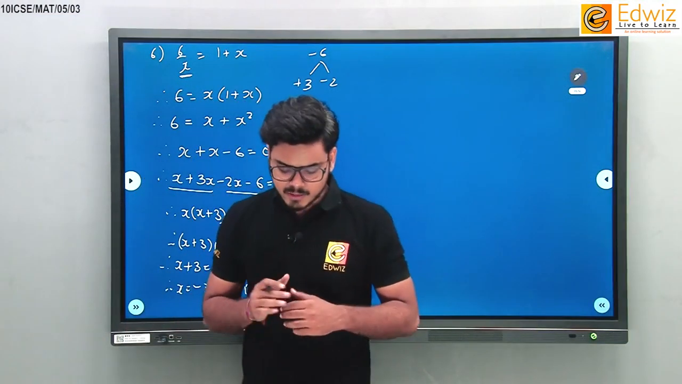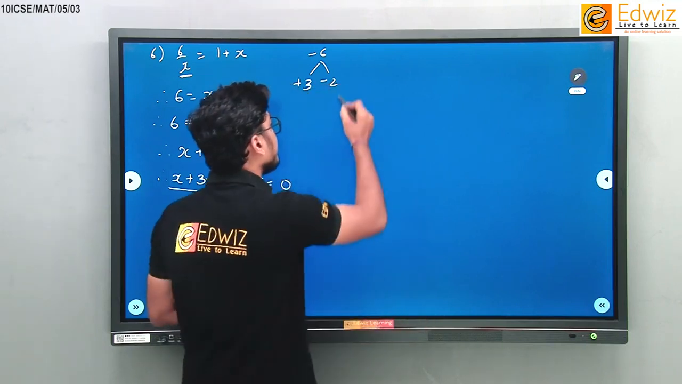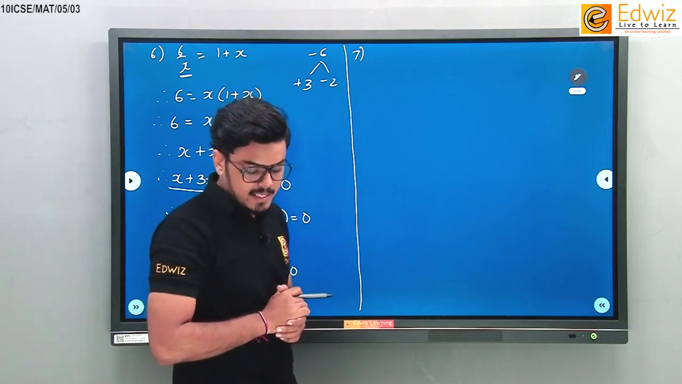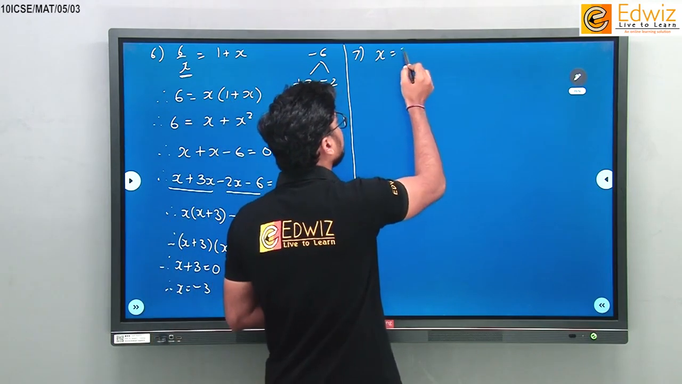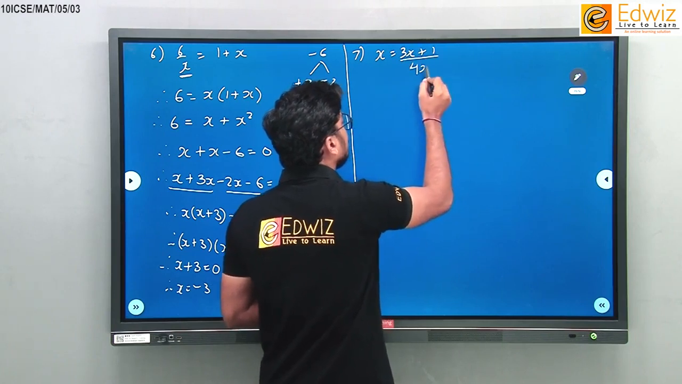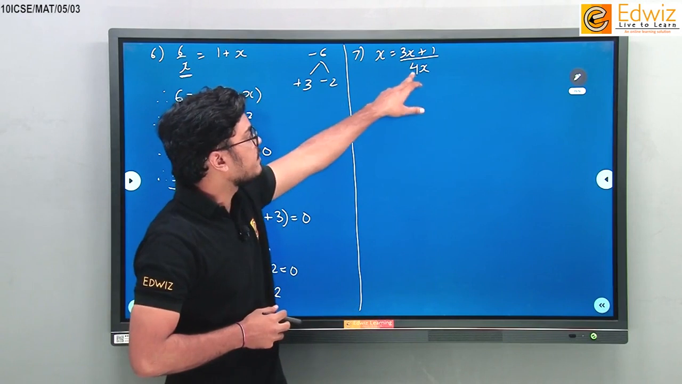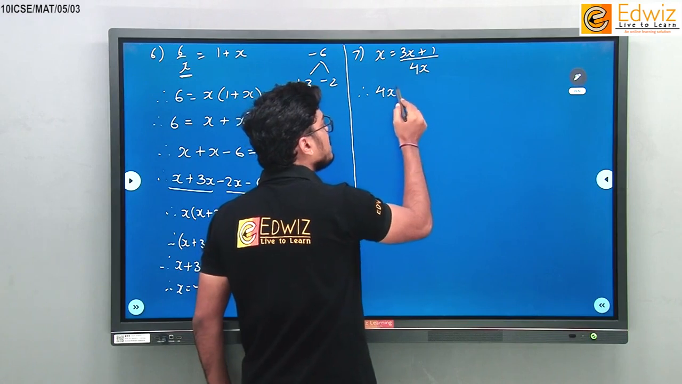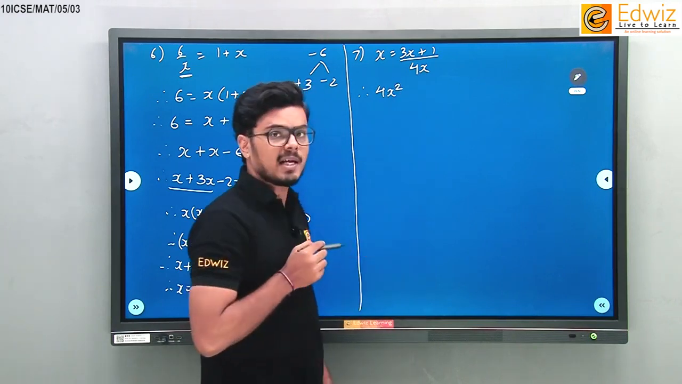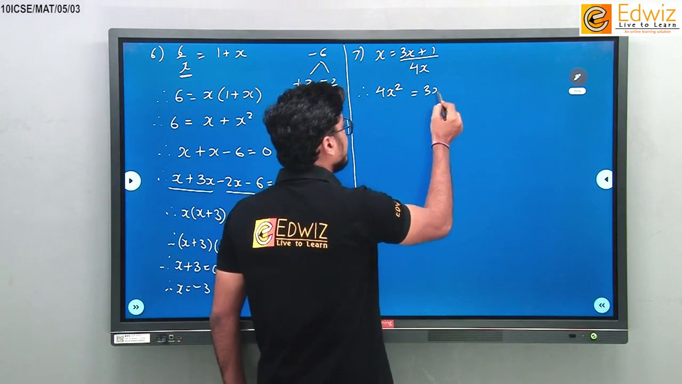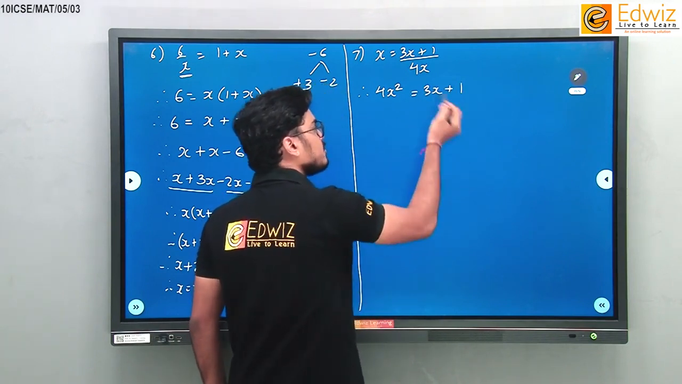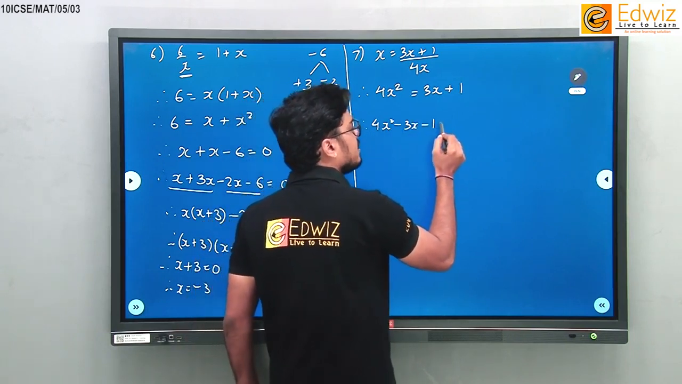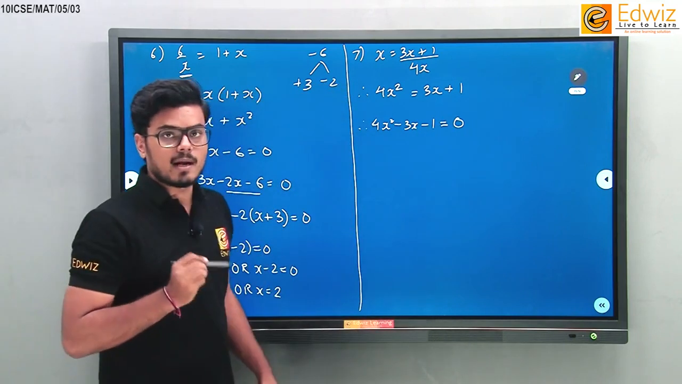Okay students, moving on to the next question. Now look at the seventh equation that we have. The seventh equation is x equals to 3x plus 1 divided by 4x. In this equation, all you have to do is shift this 4x on the left hand side, you will get the quadratic equation. So 4x into x will become 4x square, equal to 3x plus 1. Shift these two terms on the left hand side, you will get 4x square minus 3x minus 1 equal to 0. This is our quadratic equation.